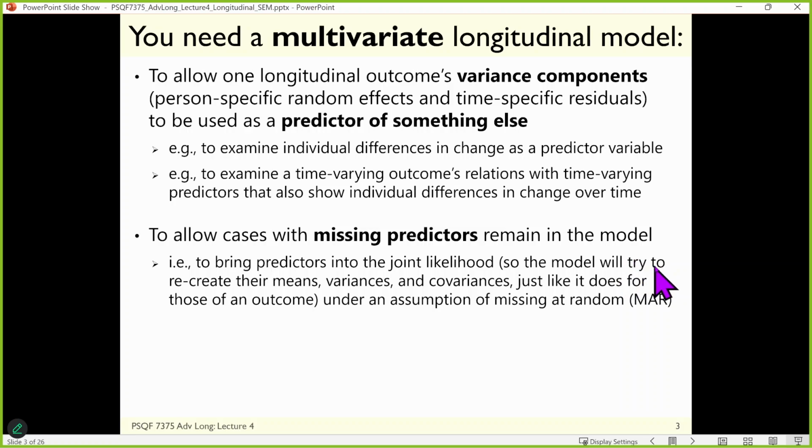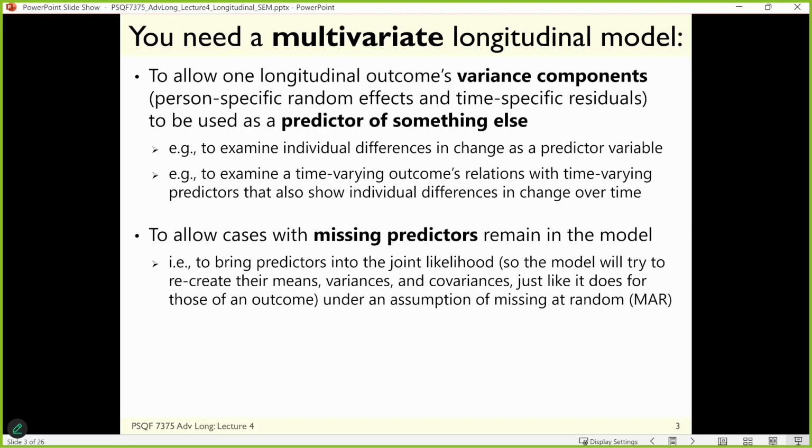To allow cases with missing predictors. So this is another big reason. In multivariate models, you can have predictors that have missing data if you trick it into thinking they're outcomes. The way that you do that is to ask the software to estimate the mean, variance, or covariance of a predictor. That brings it into the likelihood. Essentially, you're estimating an empty model for it. Then you can have missing data on it.